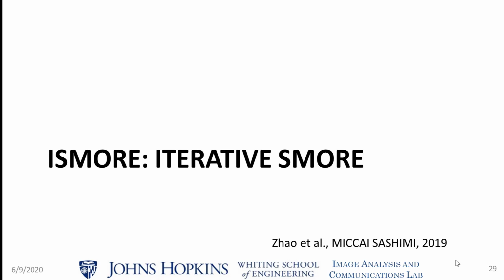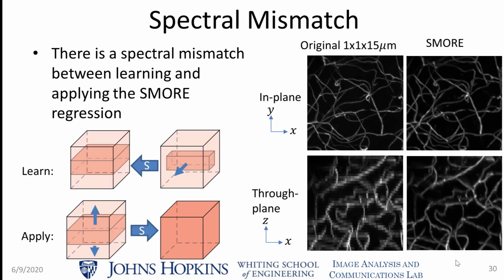Now, SMORE is not perfect. We did notice some problems. One of them is that there's a fundamental mismatch when we learn the regression. If you look at the learning step, you're learning from a doubly low to a low resolution image, whereas when you apply it, you're applying it to only an image that has low resolution in one direction. And so there's something a little bit off about that. The regression that's going to be learned is a little bit off.